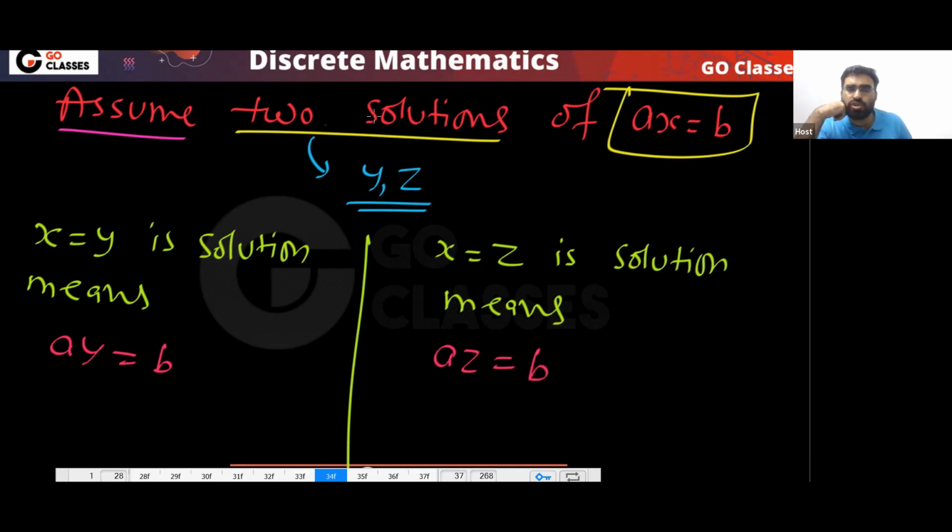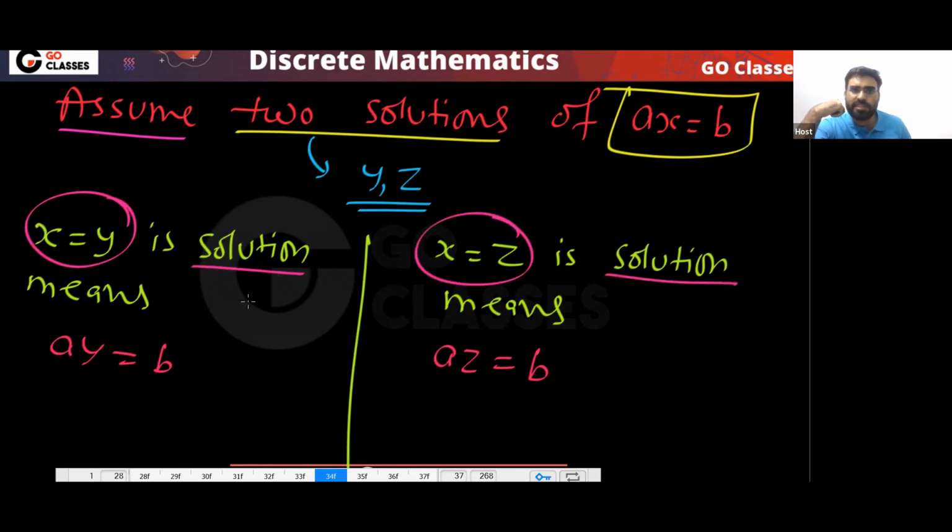Because you are saying that y comma z are solutions. It means x equal to y is a solution, so it will satisfy the equation. x equal to z is a solution, so it will satisfy it. So what I got is ay equal to b, az equal to b.